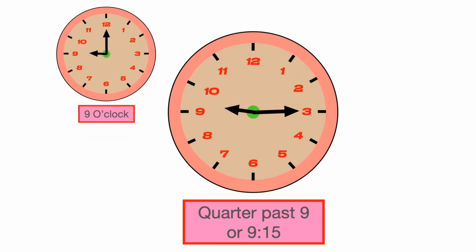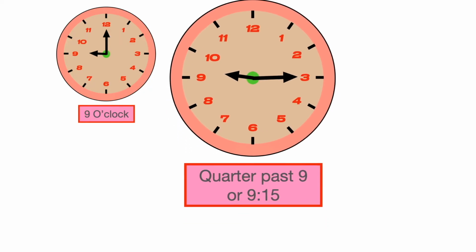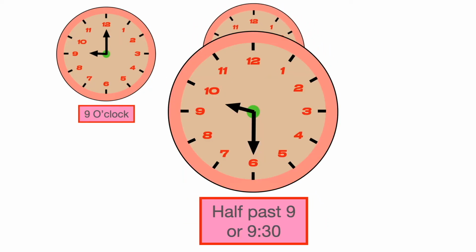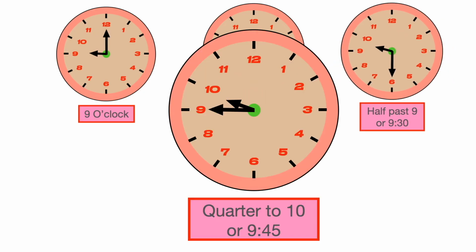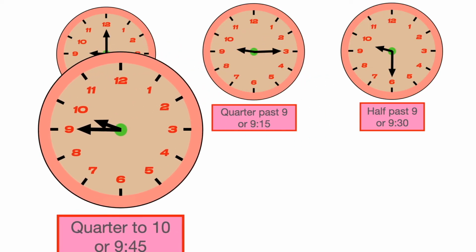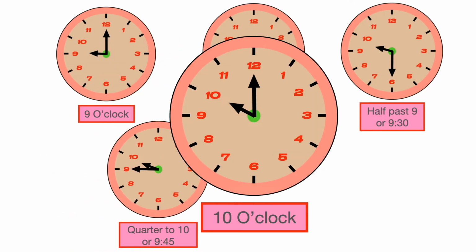It's 9 o'clock. It's a quarter past 9, or 9 hours and 15 minutes. It's a half past 9, or 9:30. It's a quarter to 10, or 9:45. It's 10 o'clock.